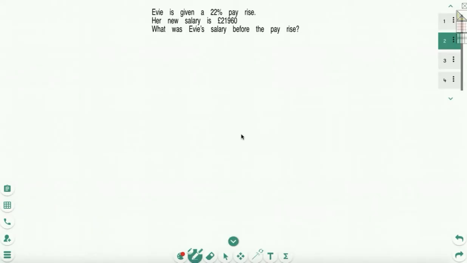Alright, hombres, let's get into some past paper questions. Evie is given a 22% pay rise. Her new salary is $21,960. What was her salary before the pay rise? So we know her new salary. We're trying to find her original salary. This is clearly a reverse percentage problem. So let's draw our timeline.